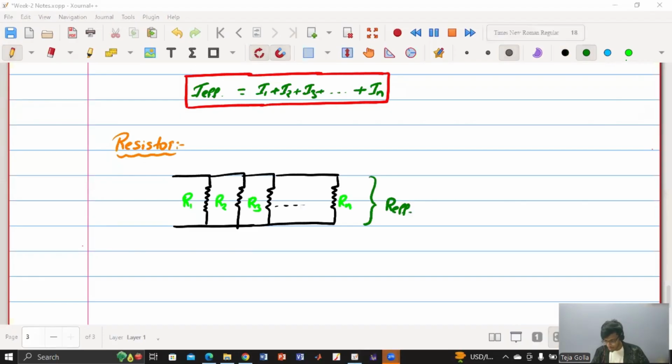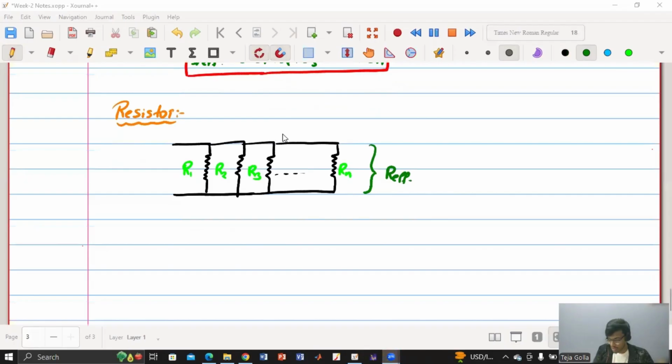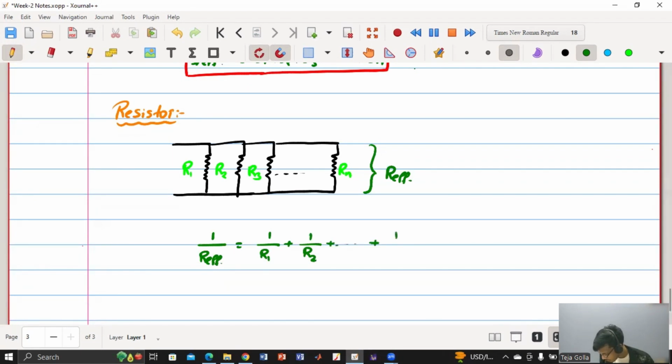So two people have mentioned 1 by R1 plus 1 by R2 and so on. Yes, Bhuvan, you are right. In the series connection, it will be the summation of the values, whereas in the case of parallel, it will be the summation of the inverse of the values. So we have 1 by R effective is nothing but 1 by R1 plus 1 by R2 plus up to so on plus 1 by Rn. This is what we will be getting as effective resistance.